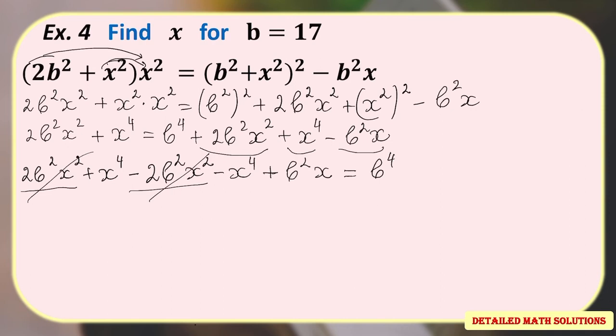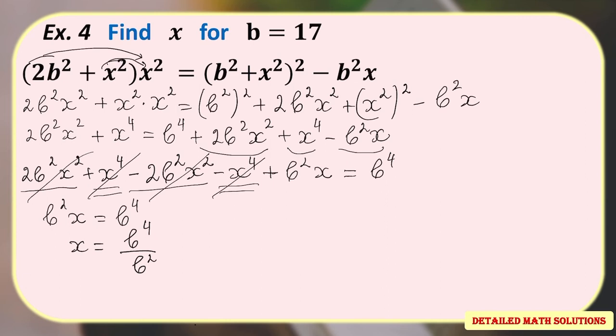Similarly, x to the 4th and negative x to the 4th are also the same terms and their sum equals 0. Therefore, they also cancel out. And what I have left is b squared x equals b to the 4th power. And next, x equals b to the 4th power over b squared.